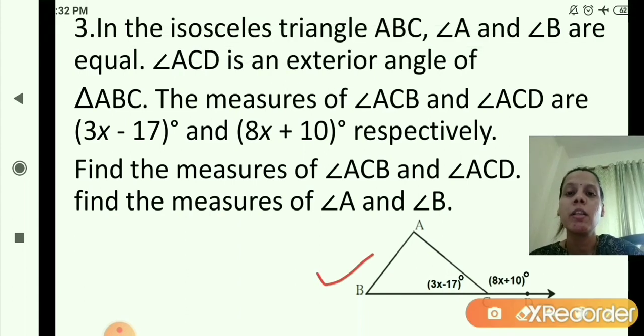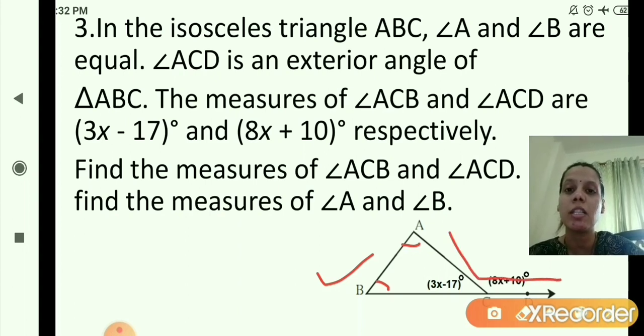So after drawing triangle ABC, angle A and angle B are equal. These two angles are equal. Angle ACD is an exterior angle of triangle ABC. So first we will draw the exterior angle of triangle ABC, that is ACD. As you can see here, this is the exterior angle of triangle ABC, correct.